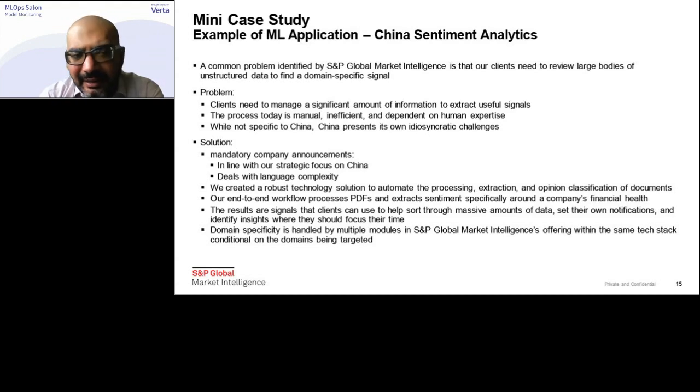So at S&P Global Market Intelligence, we see a lot of clients who have a high degree of unstructured data, whether they be articles and PDFs or federated data sets and different types of lakes. So one example is we're collecting public disclosures in China, and that's an unstructured data set.